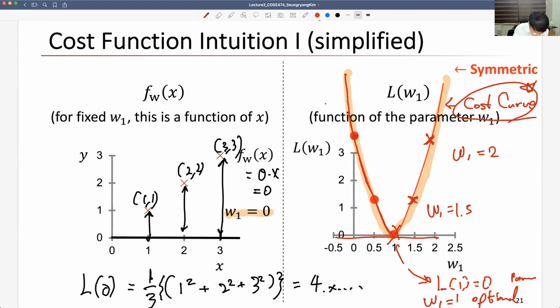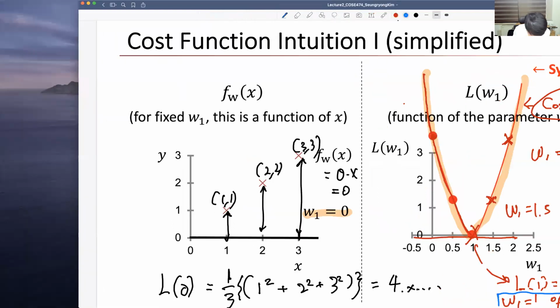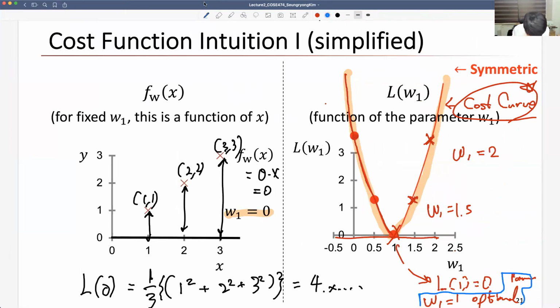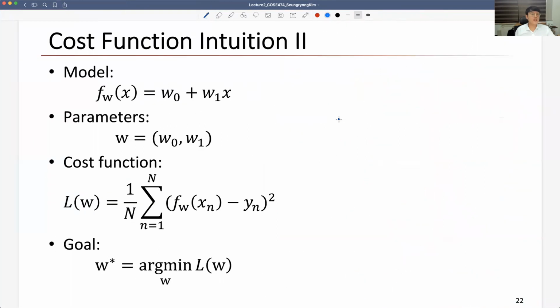Okay, so by learning this training data set, we found the optimal parameter W1 here. This is a very simple procedure to find our learnable parameter W. Okay, so let's think about a little bit more complex one.